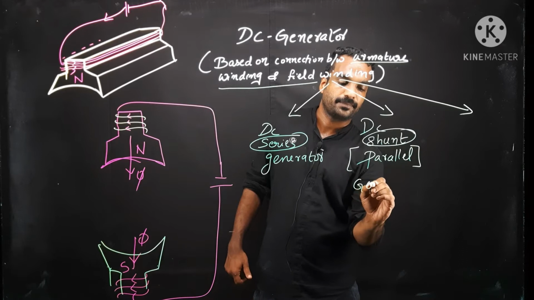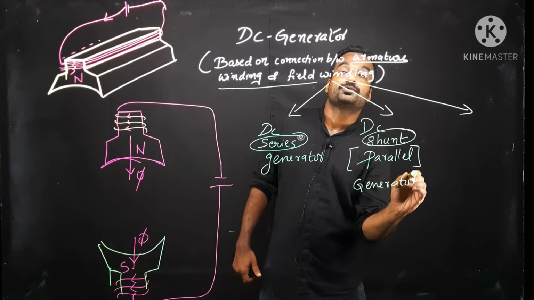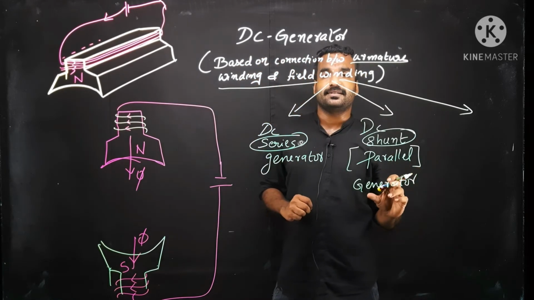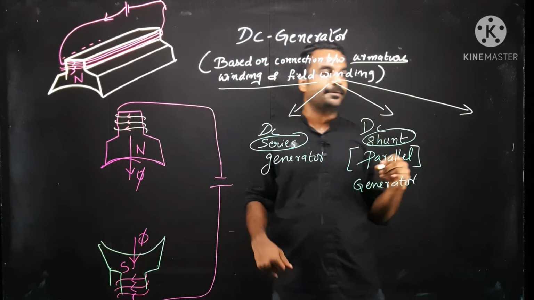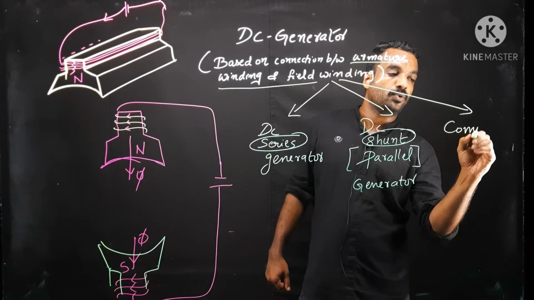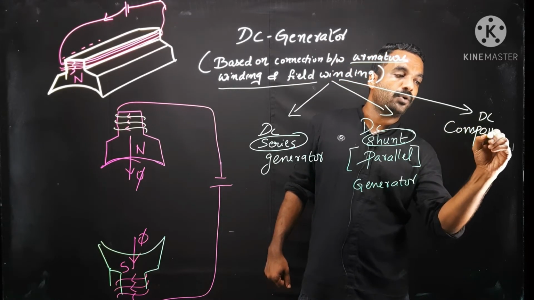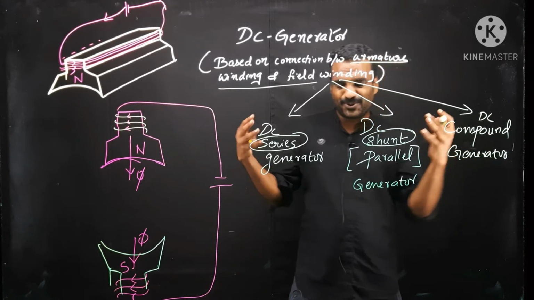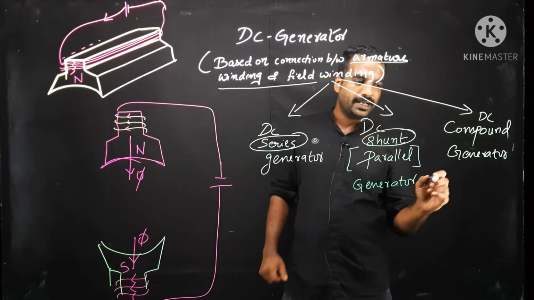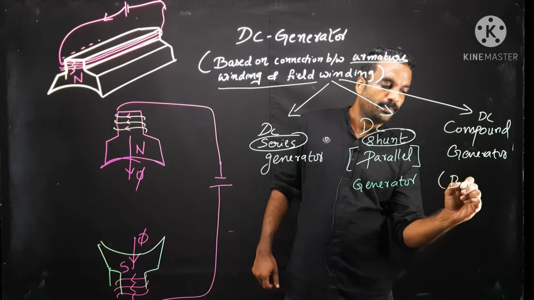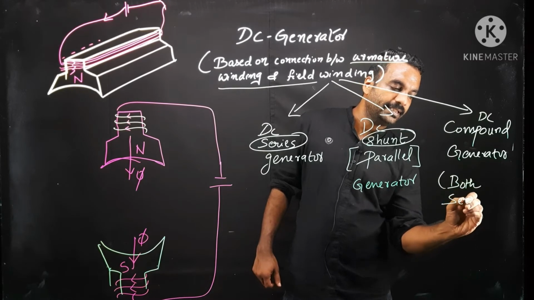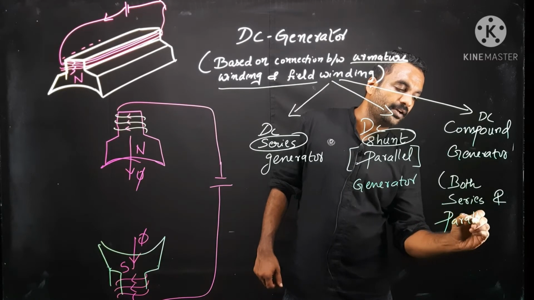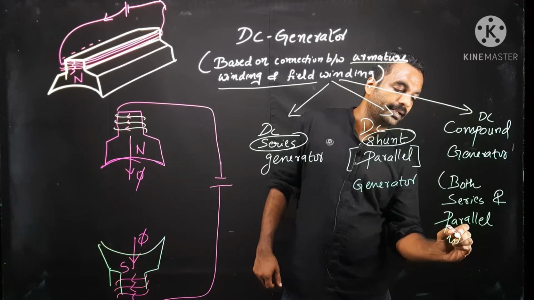DC shunt generator. Shunt means parallel. So what will be the connection in between armature winding and field winding in a DC shunt generator? These windings are connected in parallel. Last one is DC compound generator. Compound means it is a combination of something, so it will have both series and parallel winding. It will have both series and parallel connection.